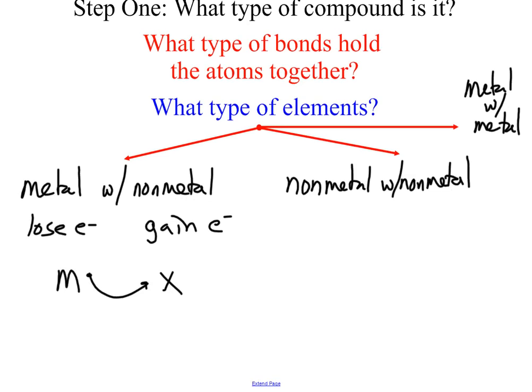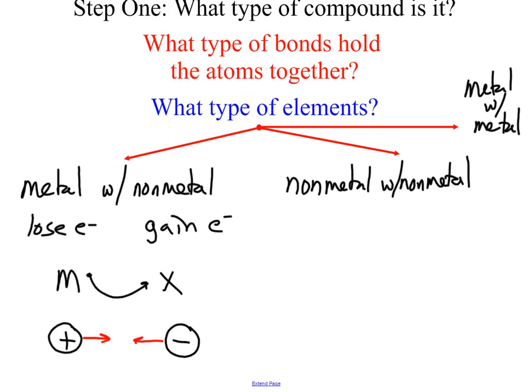What this creates, once the metal loses the electron, is a particle that is charged positively, because there will now be more positive than negative charges. We call that particle an ion. And likewise, the nonmetal, when it gains an electron, will take on a charge that is negative. So it would be a negative ion.